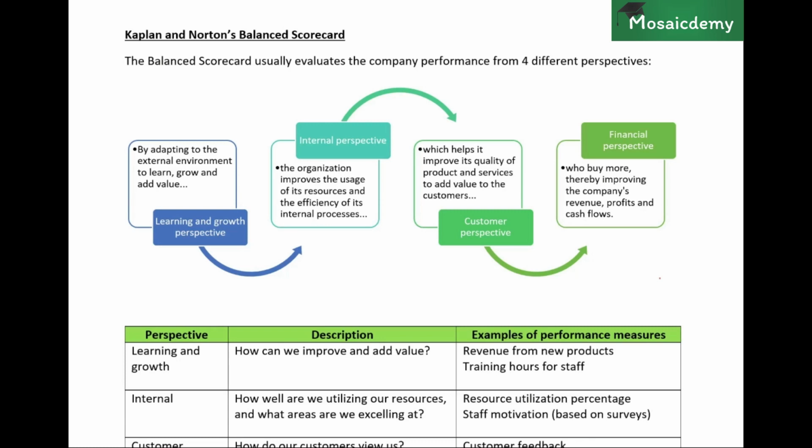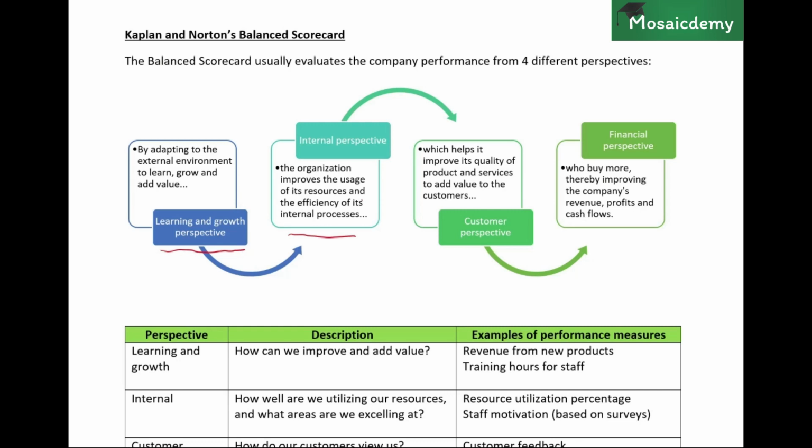So a company must adapt to its external environment to learn, grow, and add value. And this is where we get the learning and growth perspective, which looks at how well the company is adapting to changes in its external environment, how it's learning from those changes and growing as a whole. The organization needs to improve its usage of resources and its efficiency of internal processes. So in order to change with the times and stay competitive in the market and up to date with this external environment, the company needs to improve the usage of its internal resources, such as its assets, its staff, and so on, and also its internal processes, right? And this covers the internal perspective.